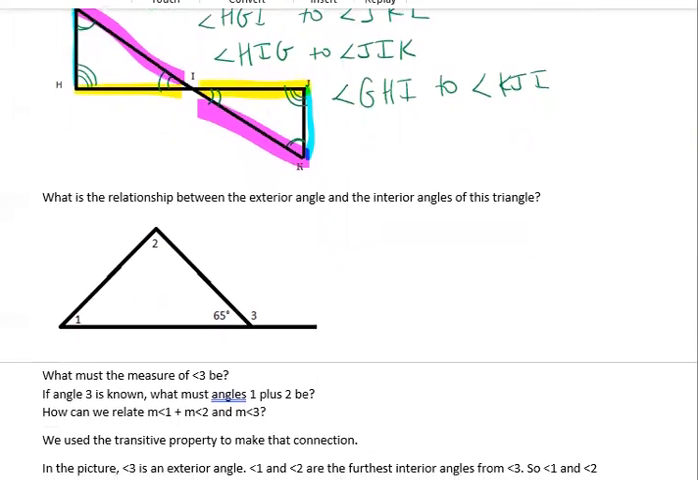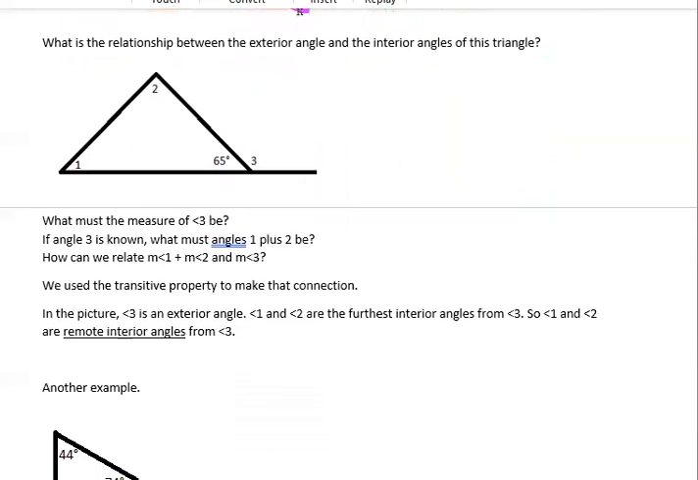Now we're going to look at some relationships between an exterior angle and the interior angle of this triangle. So I'm going to just be calculating what these angles are. So I see that this is a straight line right here, which means that it adds up to 180. So I'm going to say 180 degrees minus the 65 that's already over here gives me 115 degrees. So I know that angle 3 must be 115 degrees. If 3 is known, what are angles 1 and 2 added together?